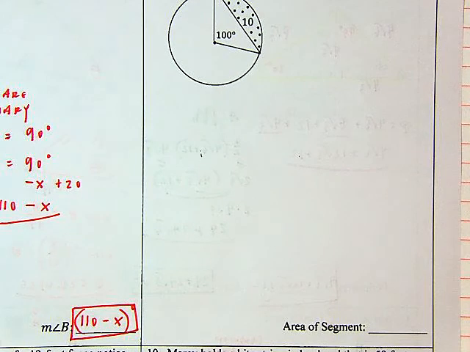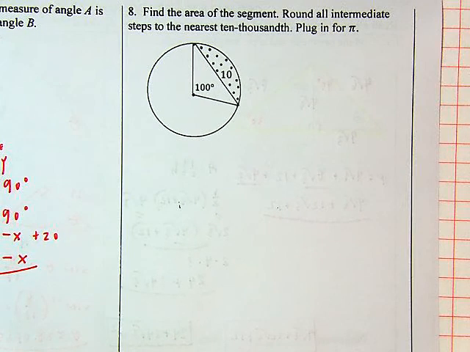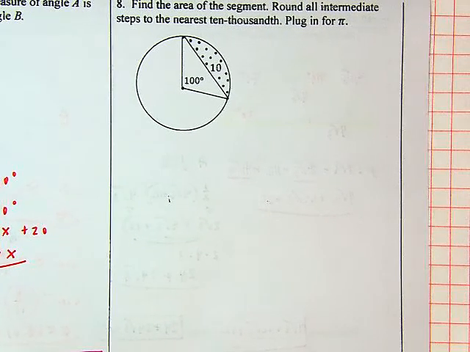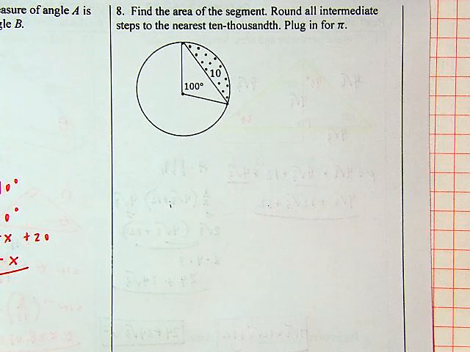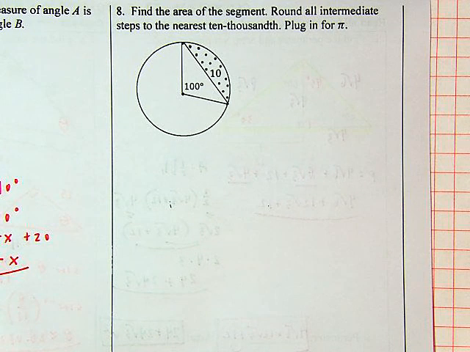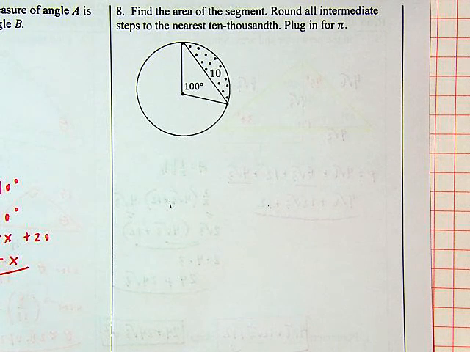All right, next up, 8. Find the area of the segment. Okay, we did this in our last unit. Round all intermediate steps to the nearest 10,000th. Plug in for pi. Okay. So I know that a segment is always the sector minus the triangle, but I need to know the base and the height of the triangle, and I need the radius if I'm going to calculate the sector. I know neither of those things right now.